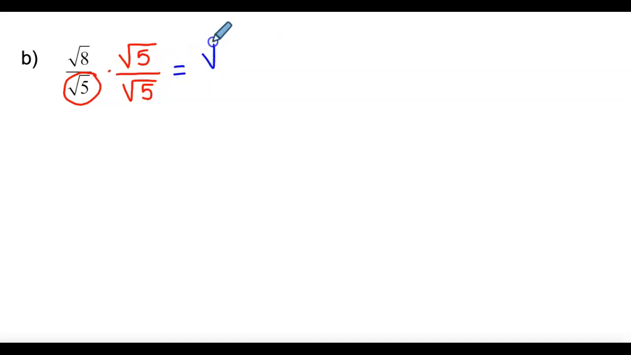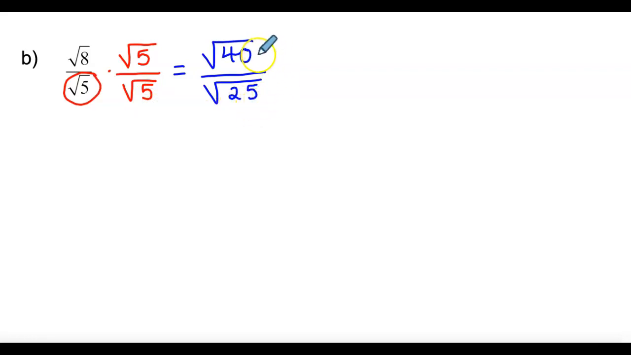So we would have as our answer 8 times 5, which is 40, so we have the square root of 40 in the numerator, and 5 times 5 is 25, so we have the square root of 25 in the denominator. Now you can see that the square root of 5 times the square root of 5, being the same factor multiplied by itself, gives us a perfect square. So we can really easily take the square root of 25.